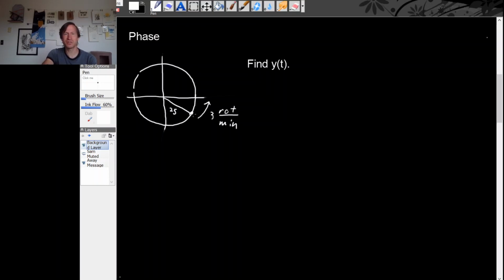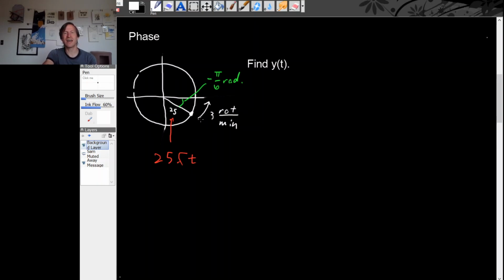So here we have an object moving around a circle at 3 rotations per minute, and this circle has a radius of 25 units, could be feet, I guess. And let's say that the initial angle that the point starts at is minus pi over 6 radians. And let's find the height of this point moving around the circle as a function of time.